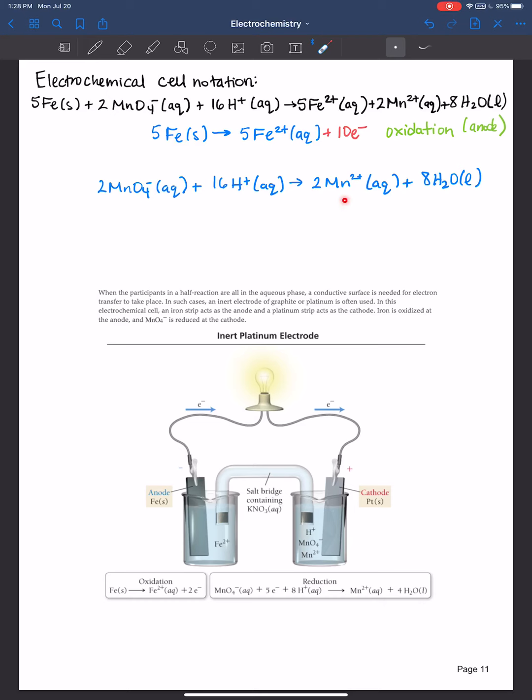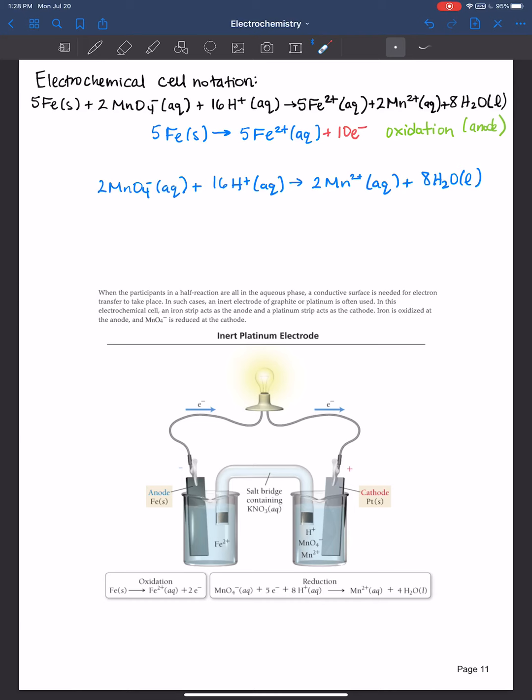Here, if we just balanced based on the manganese, then we would be missing the oxygens, and so that's why water was added, and then eventually we had to balance out the hydrogens. So that's the reason why these species were included in the half reaction: to balance out the mass.